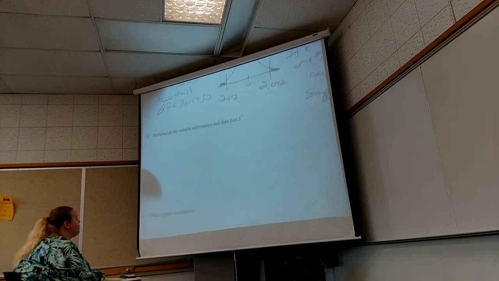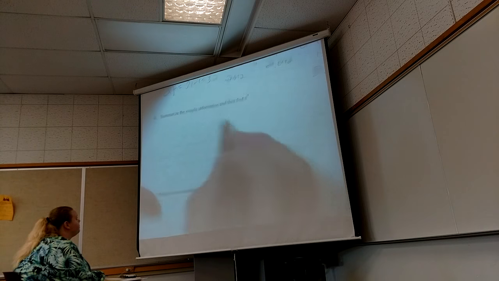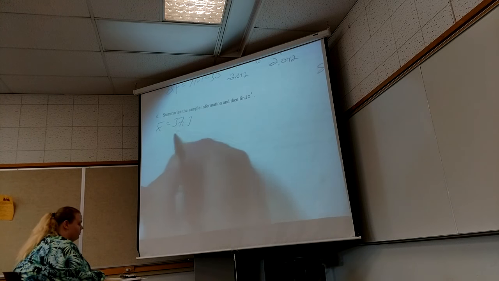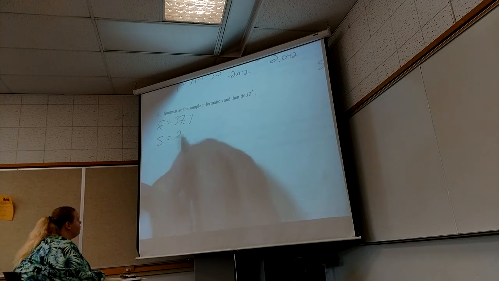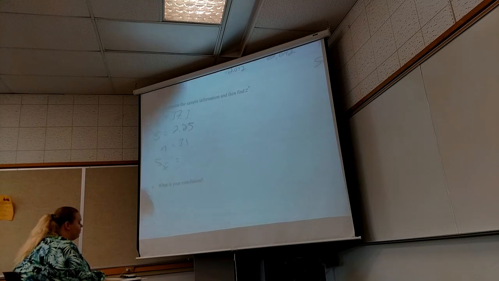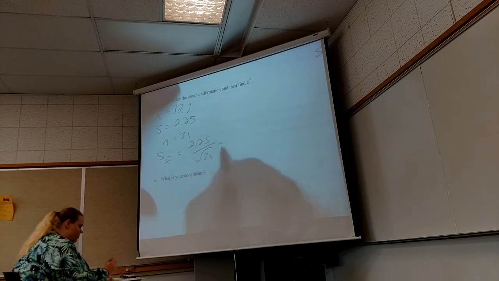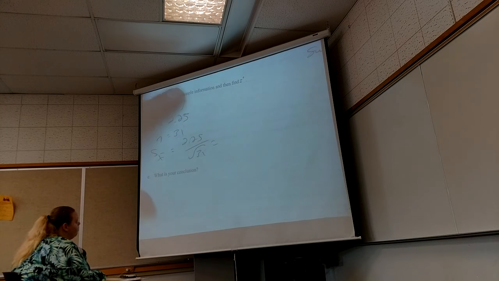So I say that because later we're going to fail here. Sample information, x bar was 37.3. s is 2.25. n was 31. So s x bar, we haven't got that yet. 2.25 over square root of 31. I love it. 0.404. Okay.